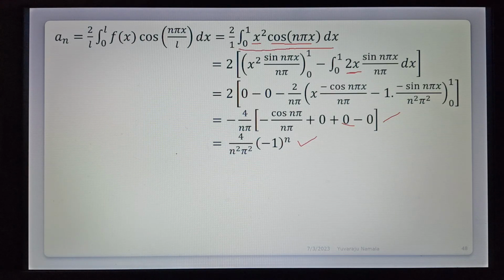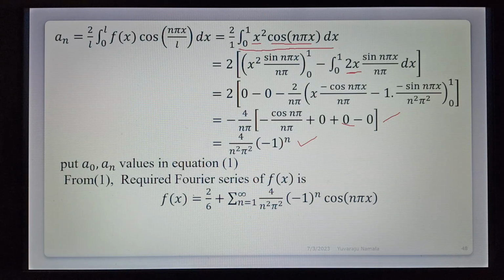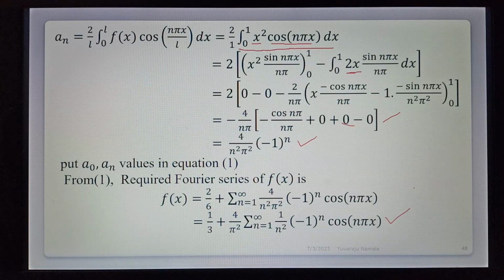Substituting a naught and a n in equation 1, the required Fourier series of the given function is f(x) = 2 by 6 plus summation n equal to 1 to infinity 4 by n square pi square into minus 1 power n cos n pi x. After simplification, this is the required Fourier series of the given function. Okay, now see the next one.